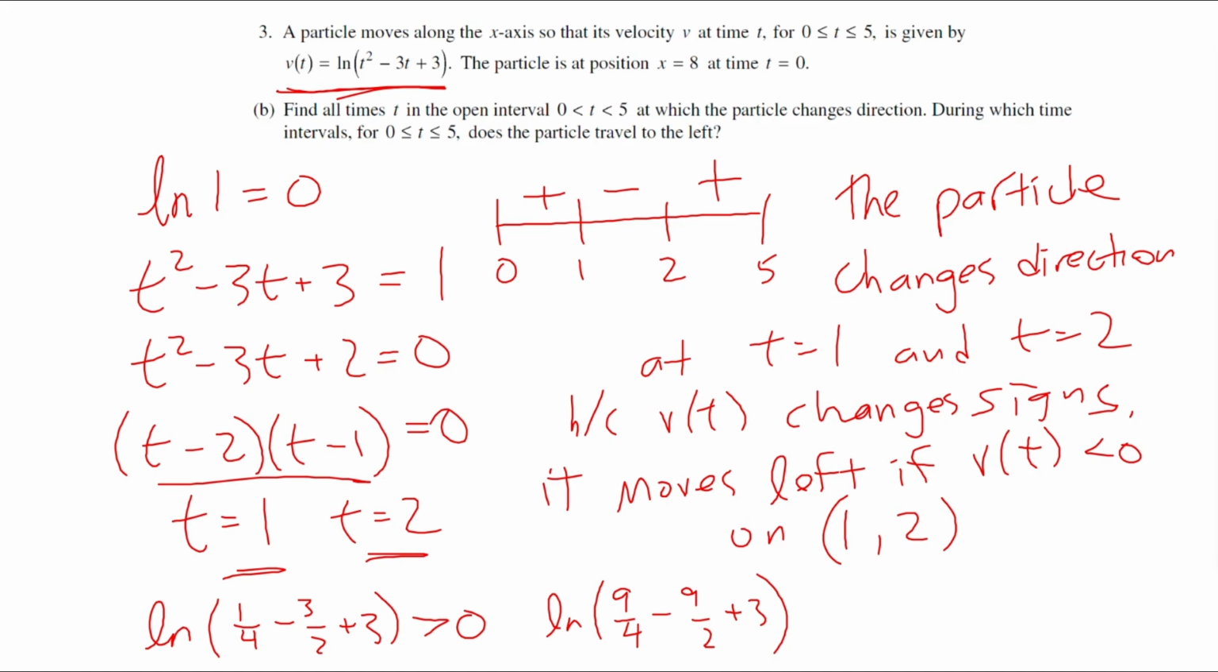We get 1 point for just setting v of t equal to 0, and any form of this counts, like noting that natural log of 1 is 0 and setting t squared minus 3t plus 3 to 1 is the same thing. So you get 1 point for that, 1 point for the direction change values, and 1 point for the interval 1 to 2 with a reason.